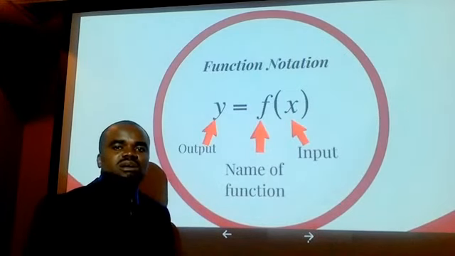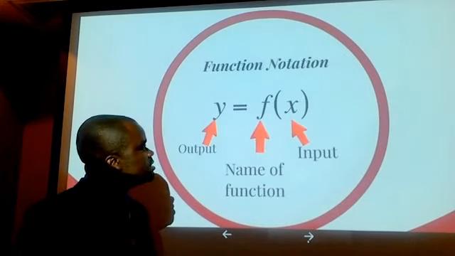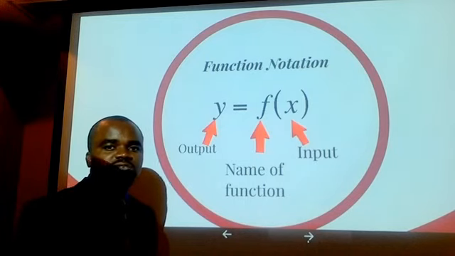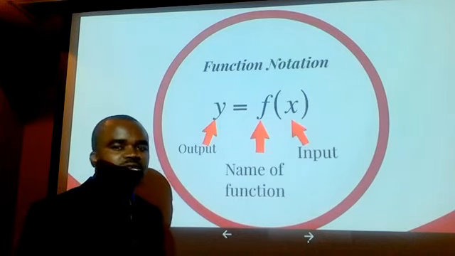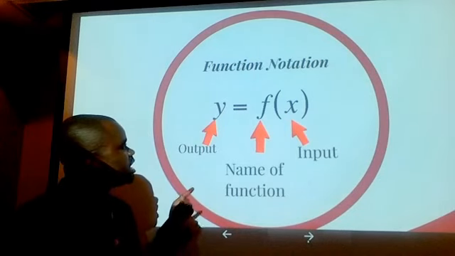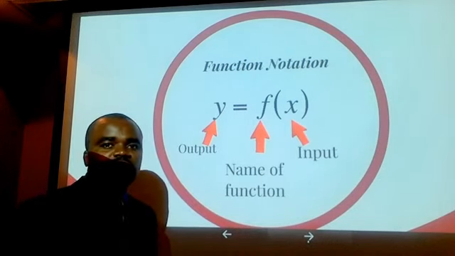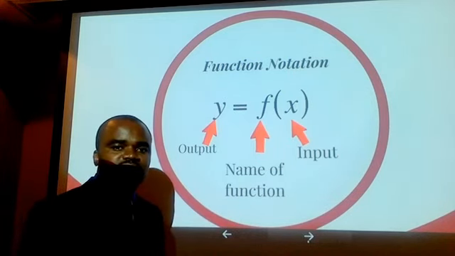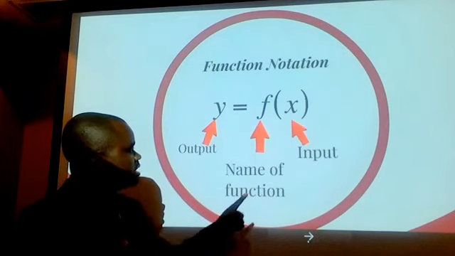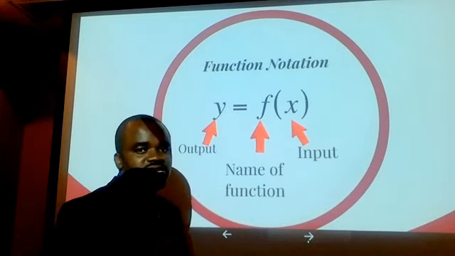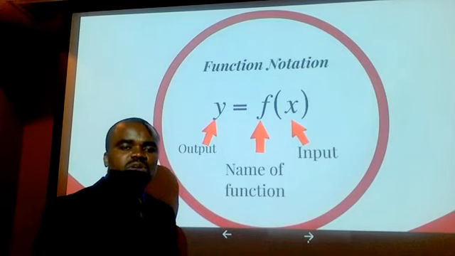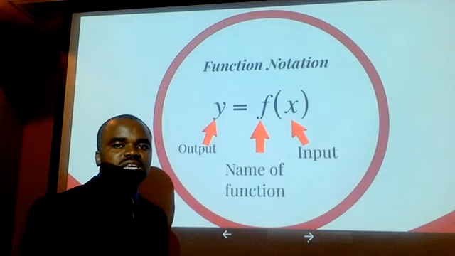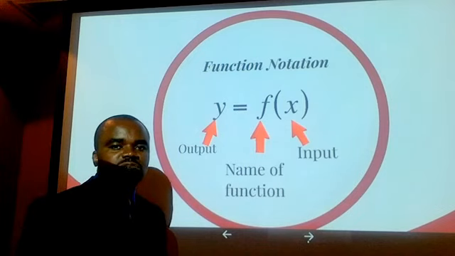We can further break down that function so that we can know what letters we can use and how we can write it. Our y is representing the output that we are going to get from our function. Then our f is the name of the function, and x is the input of the function. Remember, we're not only limited to f, we can also use g, h, or any other letter. But in this lesson, we're going to be using f to represent our function.